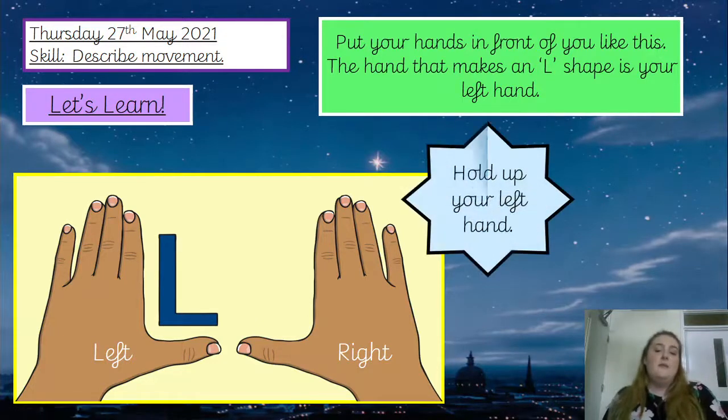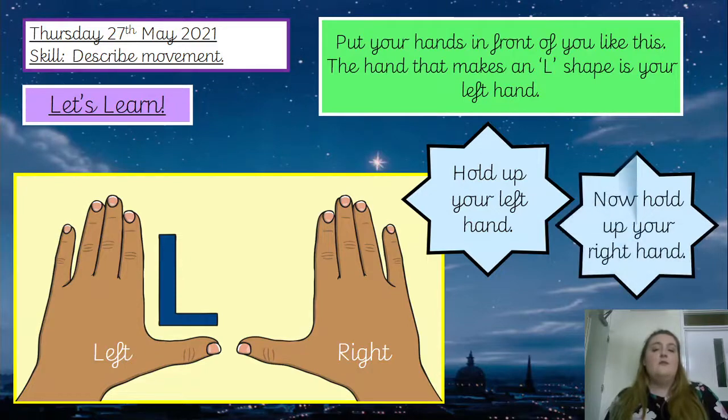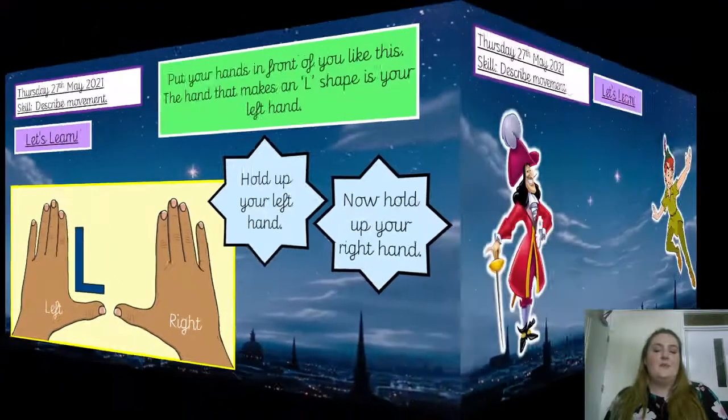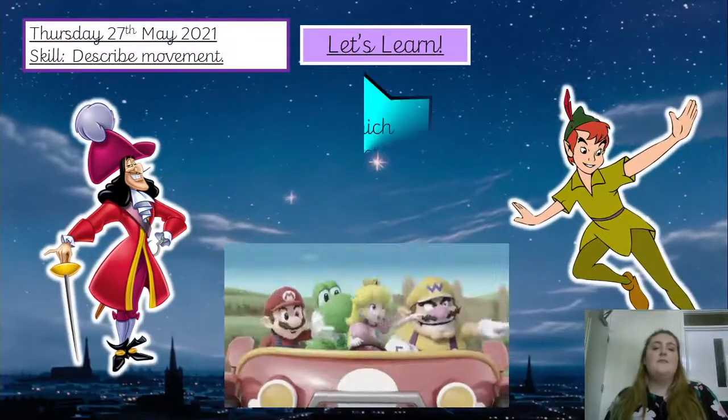So I'd now like you to put your hands in your laps, and I'd like you to hold up your left hand only, please. Well done, put your hand down. And now I'd like you to hold up your right hand only. Excellent, well done. So let's practice that then.